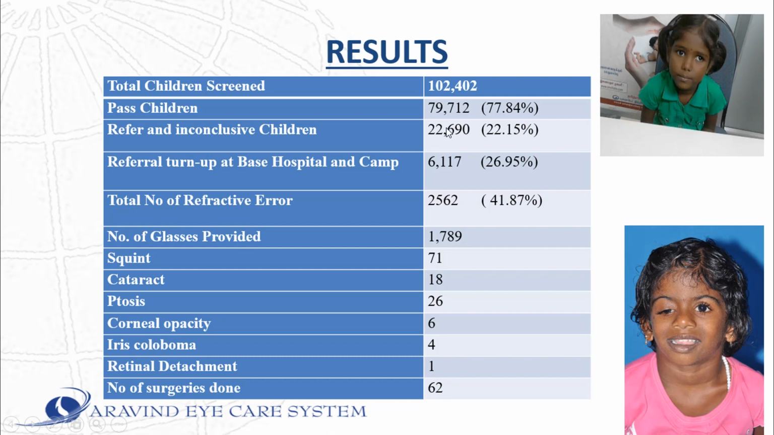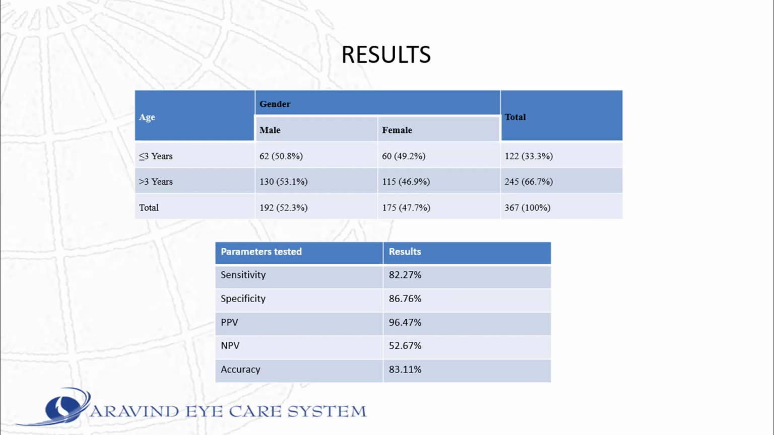But still the concern is that too many children are referred. By improving the lighting of the room and everything, we are actually becoming better. When we compared the sensitivity in a focal group, you can see 82.27% sensitivity, and specificity was 86%.